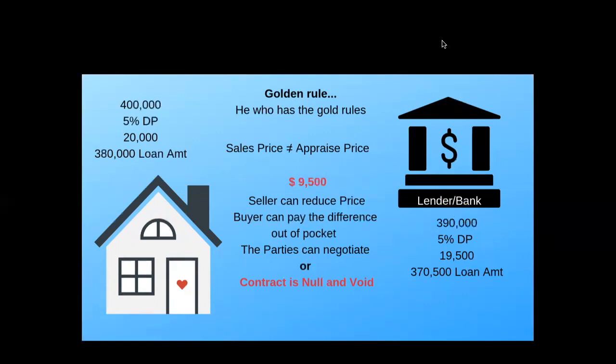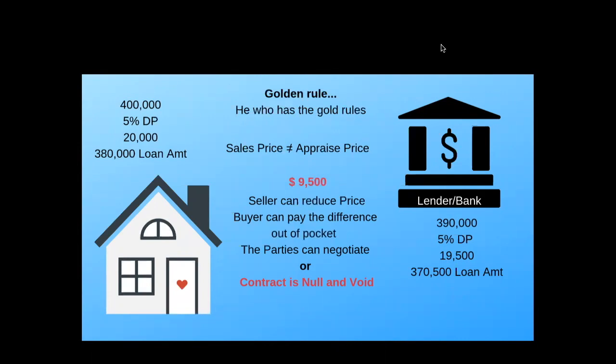So in this example here, if we look to the left, this contract where the buyer offered the seller $400,000, they're putting 5% down, which is equivalent to 20 grand. They're going to be borrowing $380,000 from the bank. That's what the sales contract states. However, after the appraisal came back, the property appraised for $390,000. So if the buyer kept the same 5% down, his down payment would then be $19,500, his loan amount would be $370,500. Therefore, there'll be a deficit of $9,500.